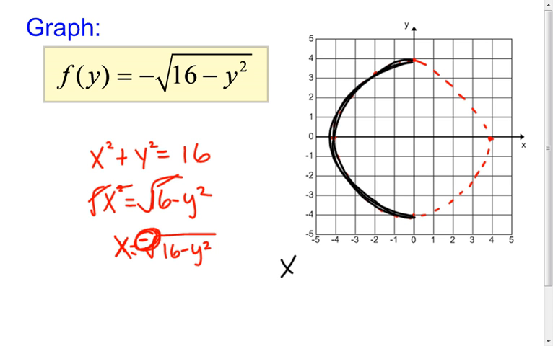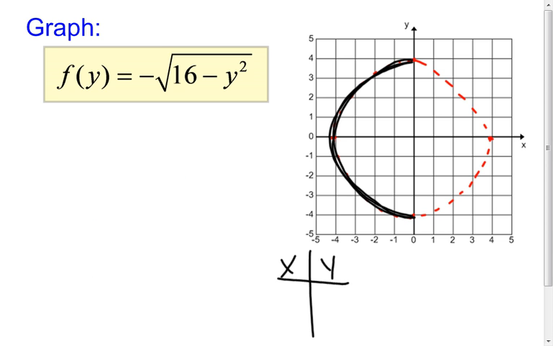If you wanted to use your tables to figure this out, you're going to have to do them by hand because you don't have a way to input your y values. So if you use your table, you're going to have to plug in numbers for y. So let's say I plug in 5 for y. Then I would have f of 5, the square root of 16 minus 5 squared, which is 16 minus 25. That gives you a negative number. You can't do that, okay? So this is undefined.